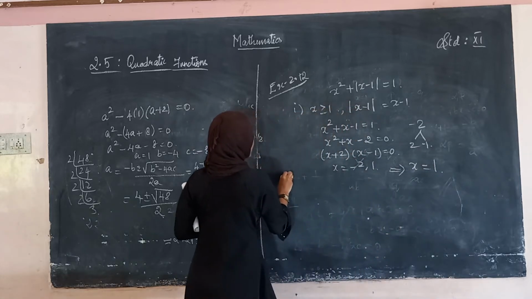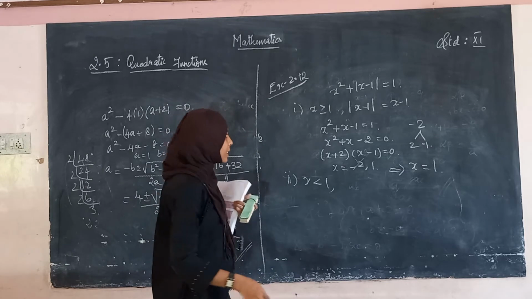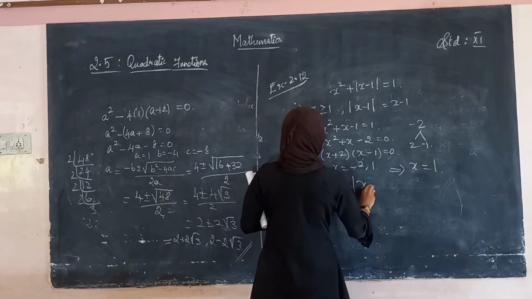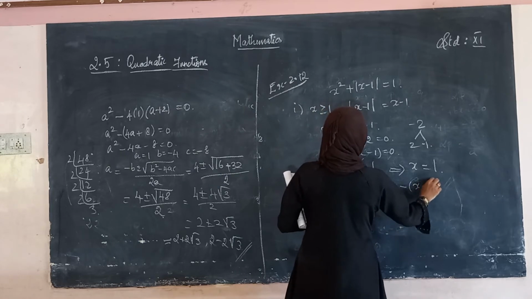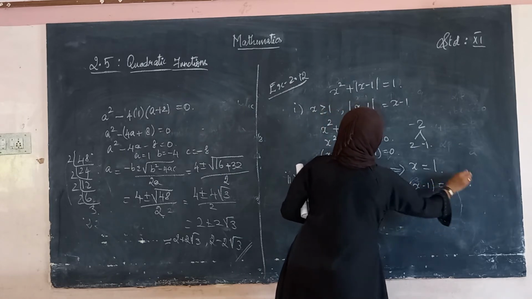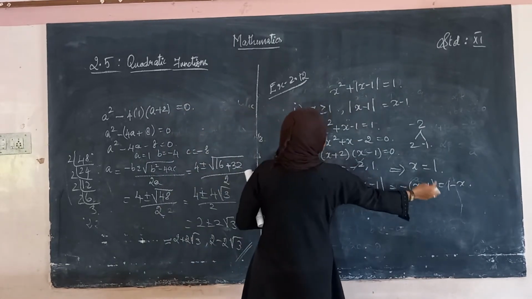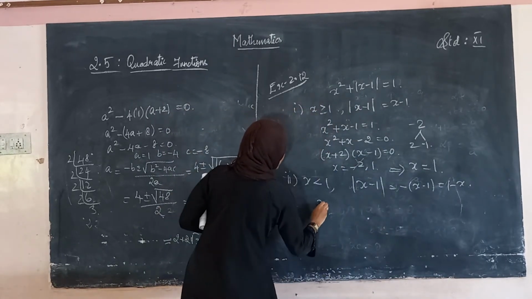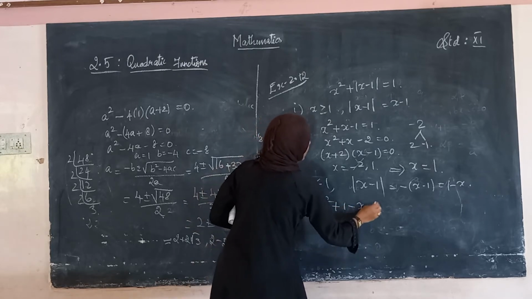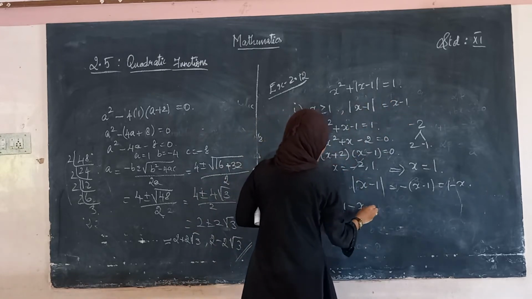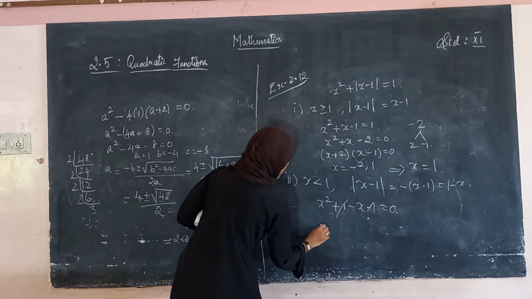And the second case is x is less than 1. What does it become? Modulus of x minus 1 is equal to minus of x minus 1, which is equal to 1 minus x. Instead of modulus of x minus 1, we use 1 minus x. What happens? The equation is x squared plus 1 minus x equal to 1. Bring this minus 1 to this side, minus 1 equal to 0. This 1 and this 1 get cancelled.